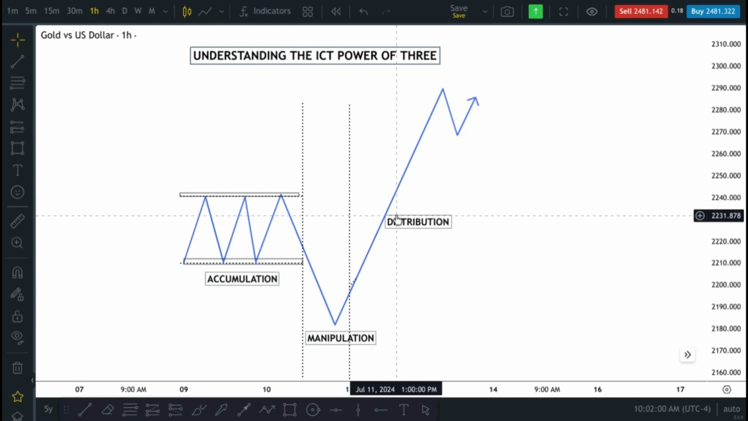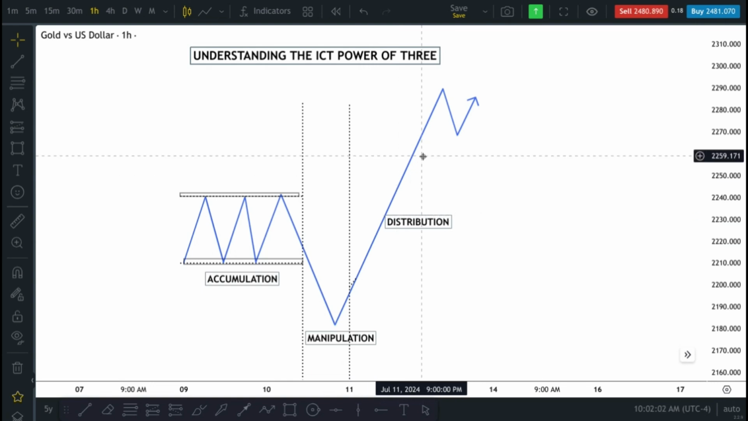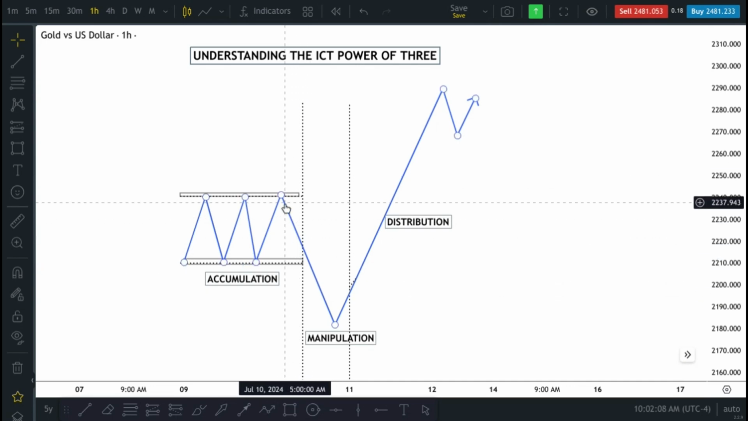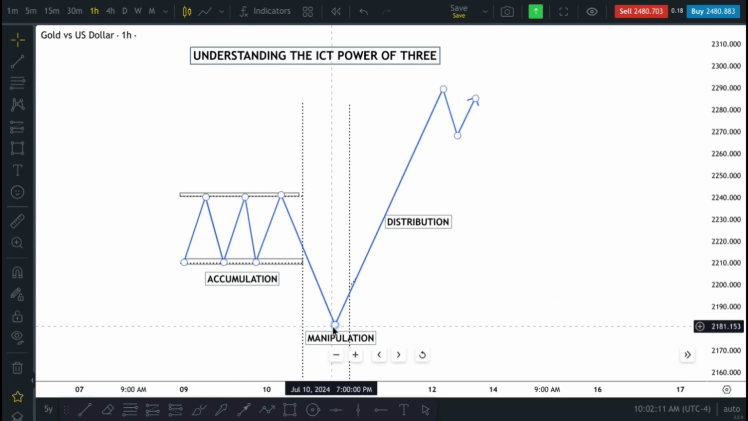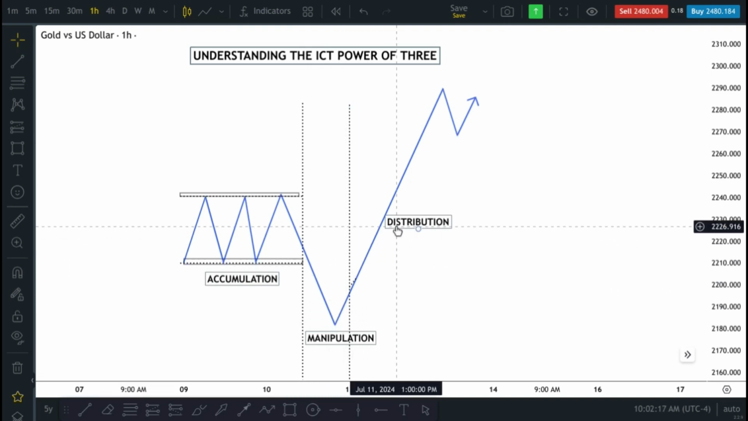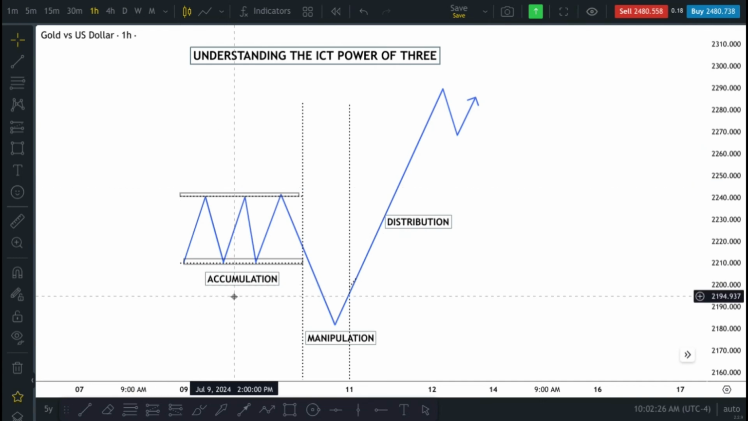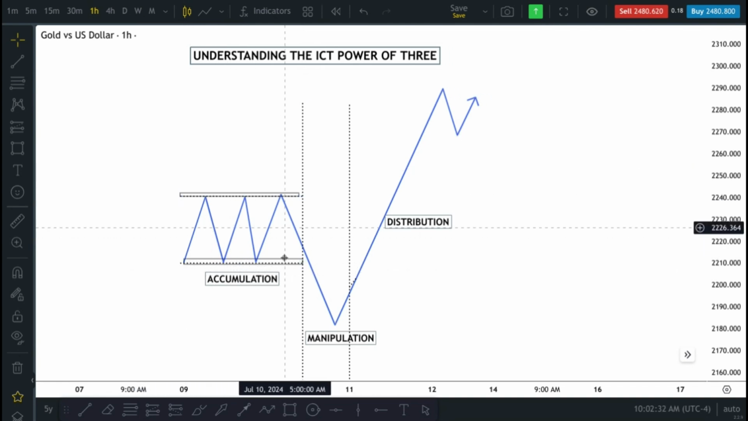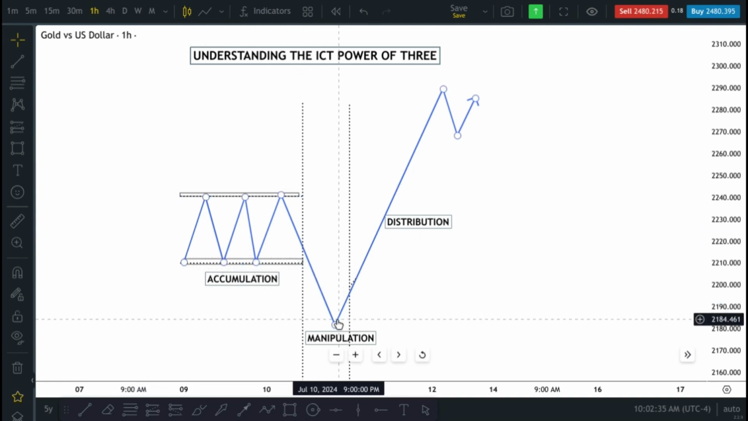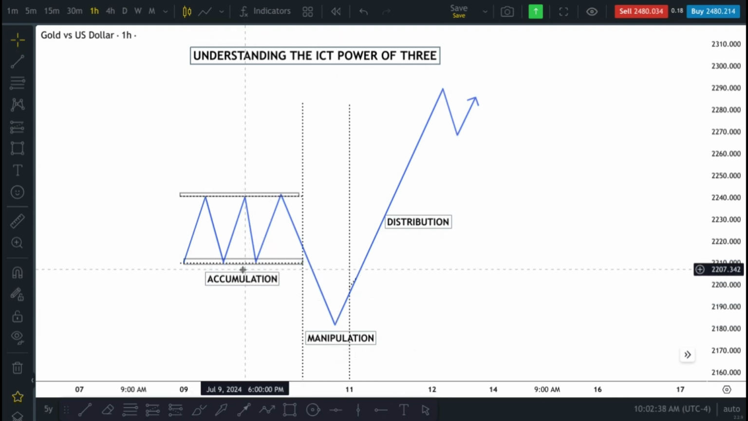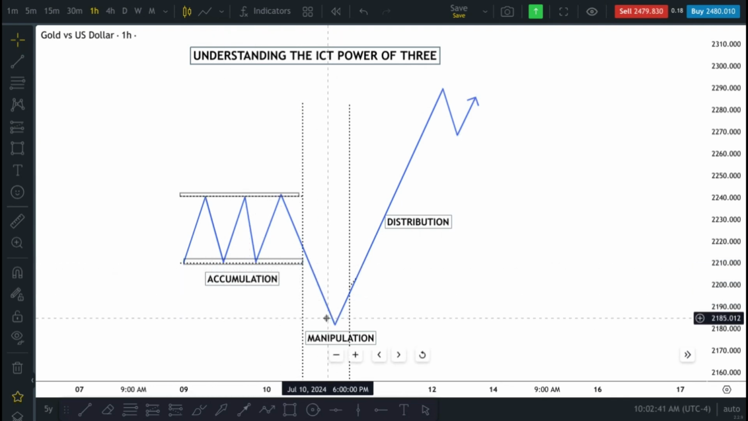Then we see price often breaking through this support right here to be manipulated, grab liquidity here, and then price rallies back up so fast, right? This is just designed to mislead retail traders and shake them out of their positions. So for whoever had put a buy position here and put their stop loss here, they have been taken out. They have been liquidated.